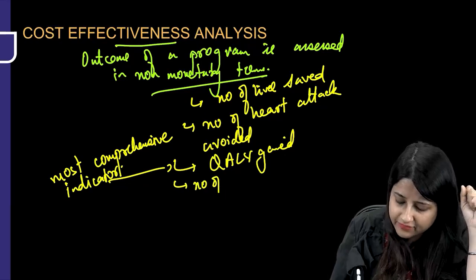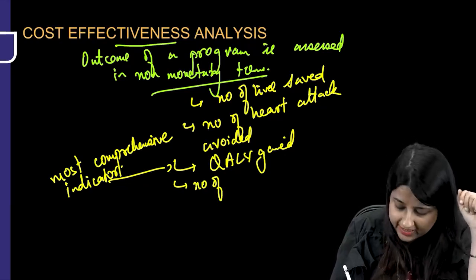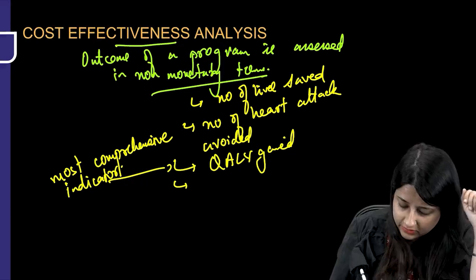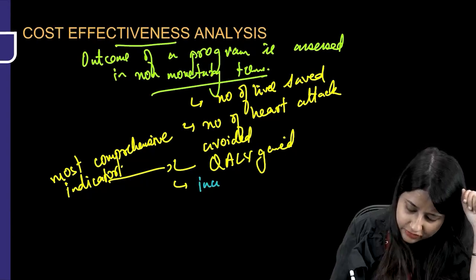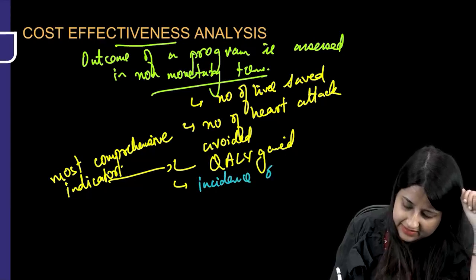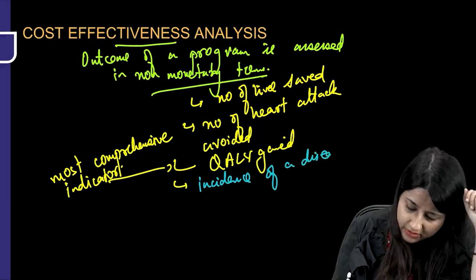Then the number of cases of a disease decreased, so the incidence of a disease, the new cases, decreased. So the incidence of a disease decreased. All this is what?